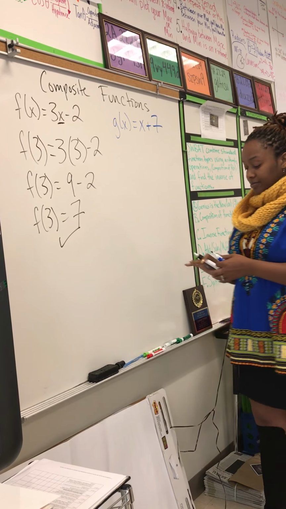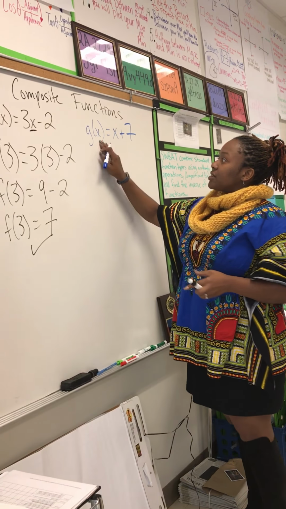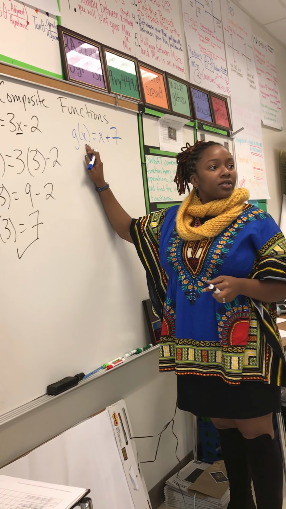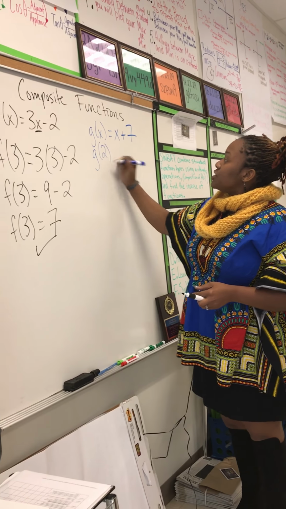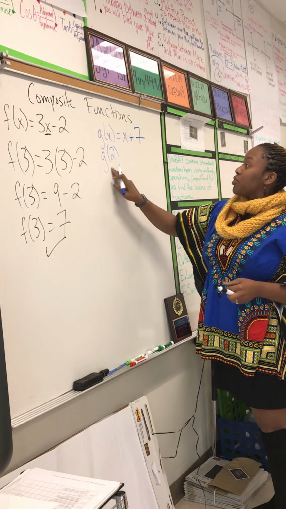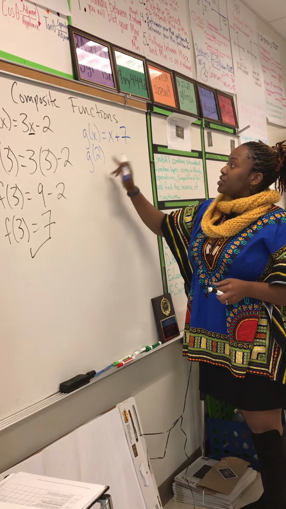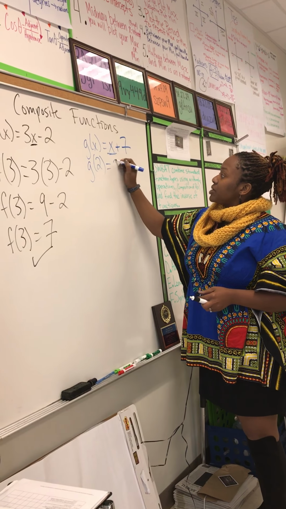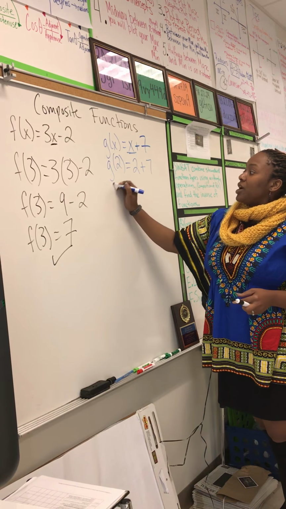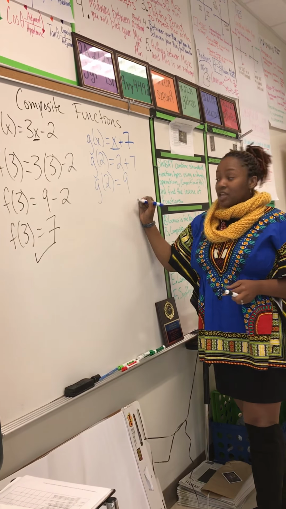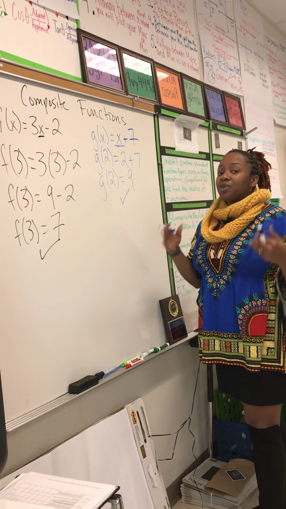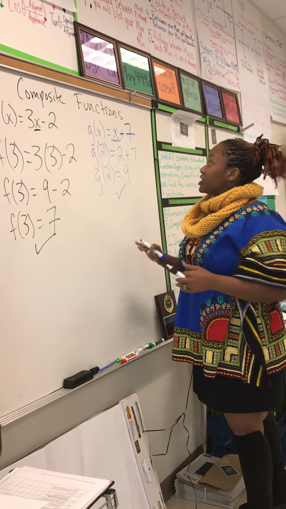Let's try another one. So let's try over here. Give me a number. Somebody throw me out a number. 2. So I'll do g of 2. So that simply means, just like over here, I'm going to replace my x with the 2. So that'll simply be 2 plus 7. We all can add, right? So g of 2 equals 9. So if you understand this, then you're ready for composite functions, okay?